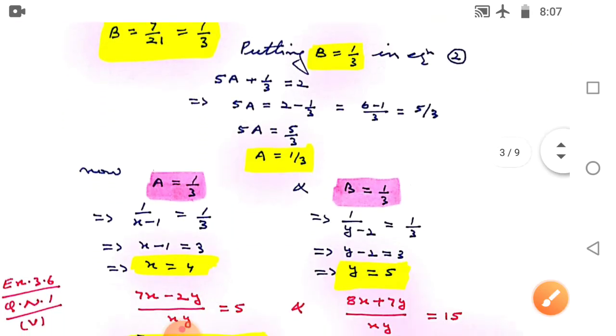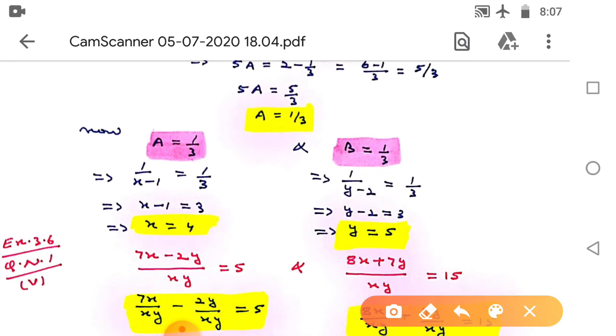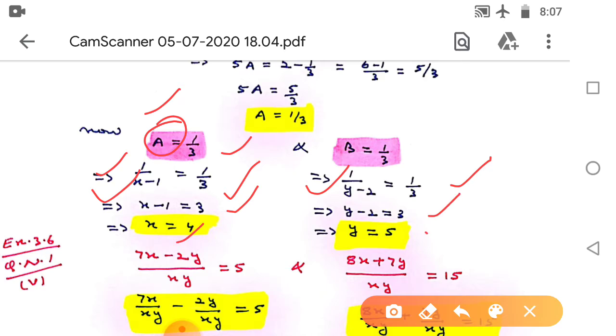Clear? Now a is equal to 1 by 3, but a is equal to 1 upon x minus 1. So instead of writing this a, we write 1 upon x minus 1. So 1 upon x minus 1 is equal to 1 by 3. And b, 1 upon y minus 2, is equal to 1 by 3. So x minus 1 is equal to 3, so x is equal to 4. y minus 2 is equal to 3, so y is equal to 5. So the value of x in this question is 4, and the value of y in this question is 5.